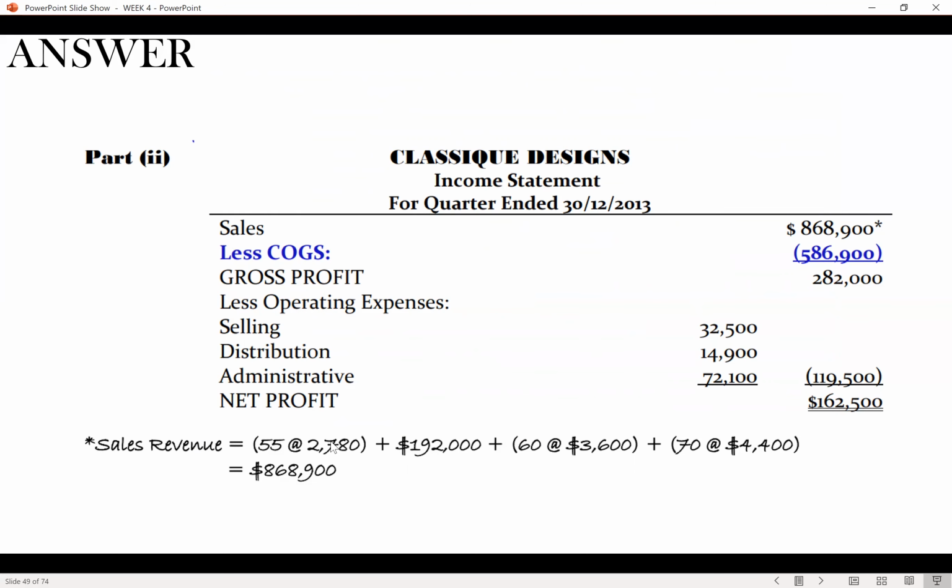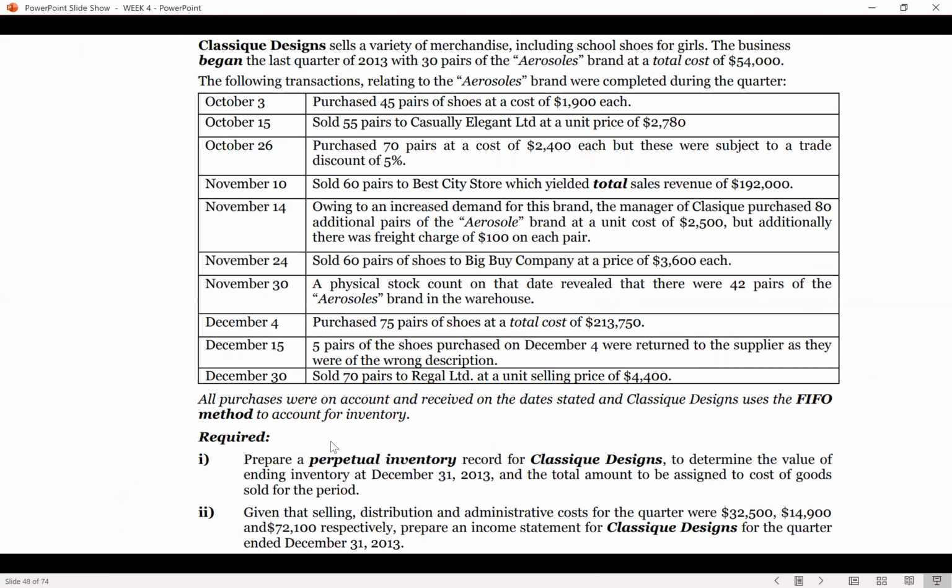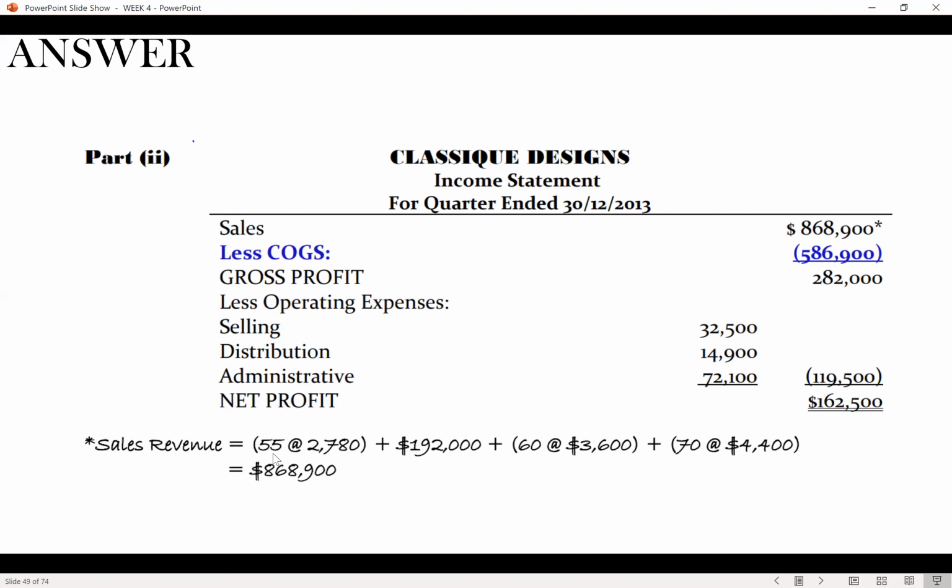And this sales figure, if we want to go back, sorry, to look at the question, this is where all these prices that were in the question about unit price and sales revenue, and each price that you sold it at, this is where these come in handy. So all these prices that you're seeing here, we're showing you how we got our sales to be 868,900. So adding those gives us that.